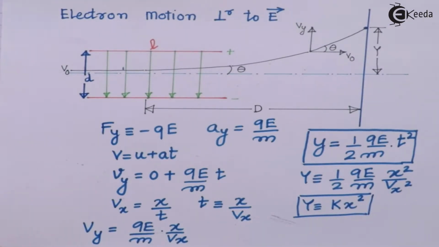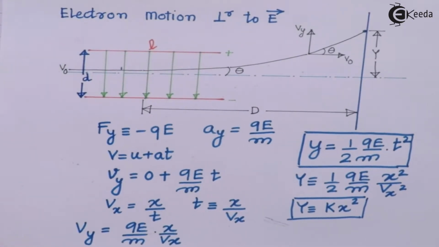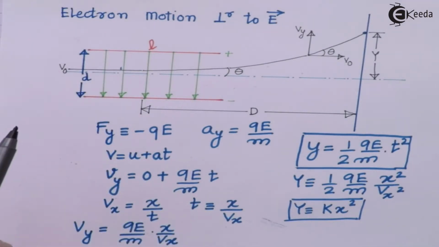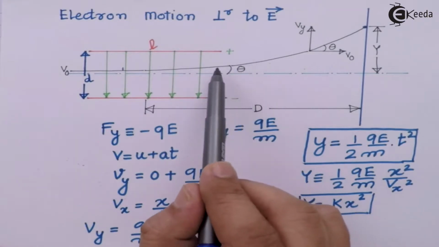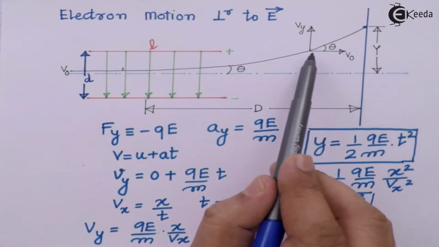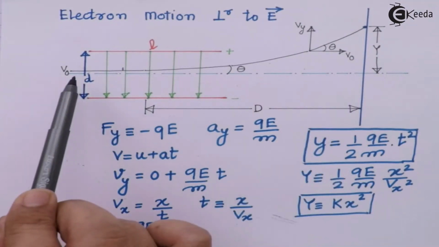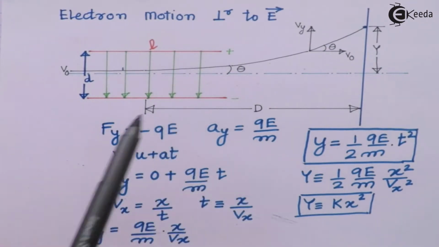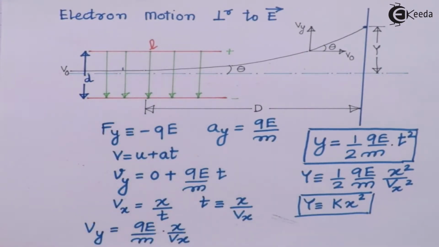So one can very well say from this expression that the motion of an electron which is injected with a velocity v0 in the x direction is described by a parabola, y is equal to k into x square. When the electron emerges from this electric field, it has a velocity v0 in the x direction. Remember, this velocity v0 is unaltered, and it is going to have a velocity vy in the y direction, because of the electric field which has acted upon it for a distance L.